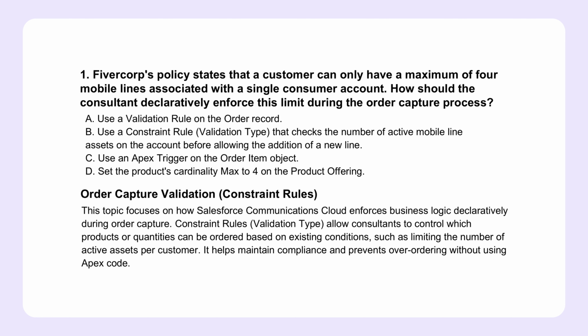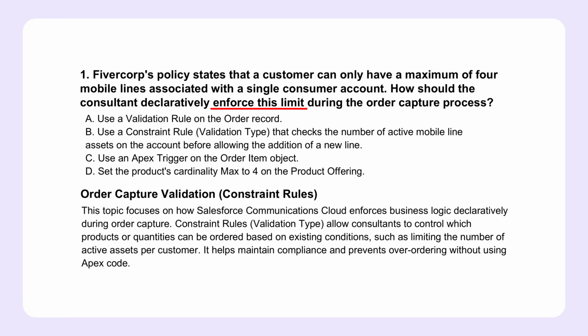Let's start with a classic scenario, something you see in many telcos. Our fictional CSP, let's call them Fiber Corp. Okay. They have a hard business rule: a consumer account, max 4 active mobile lines, period. Right, a common limit. We need to enforce this limit during order capture. Stop the agent, or even the customer, from adding that 5th line. And critically, it must be declarative, no custom code.